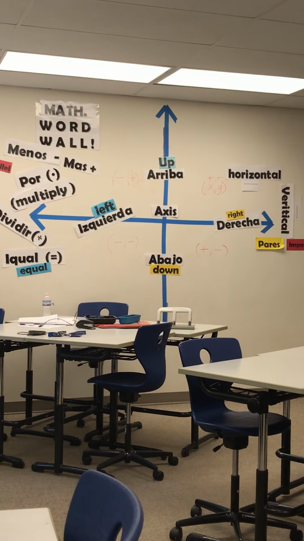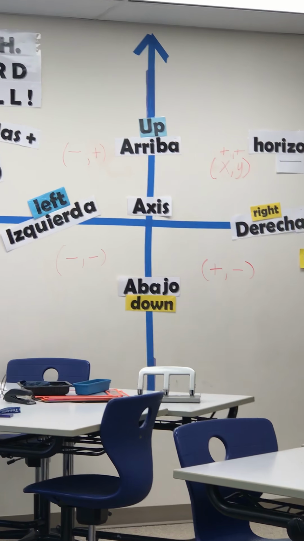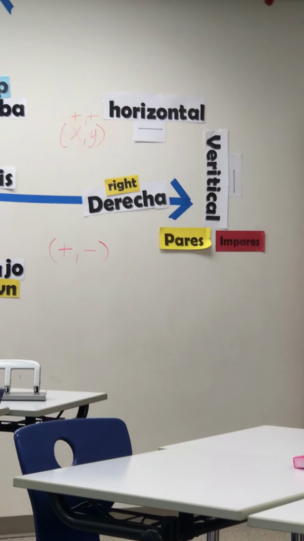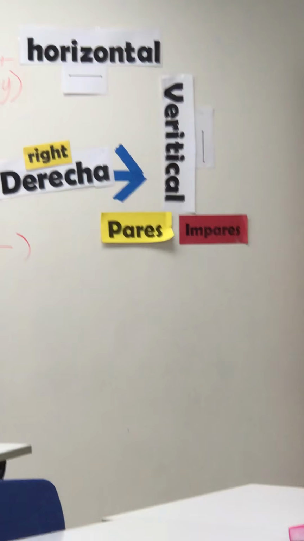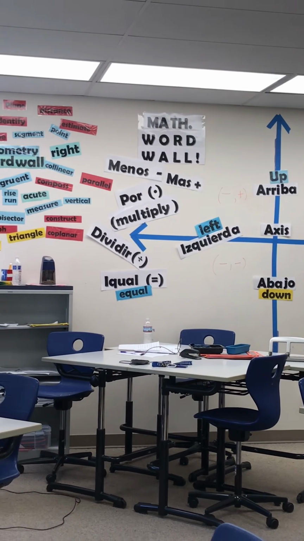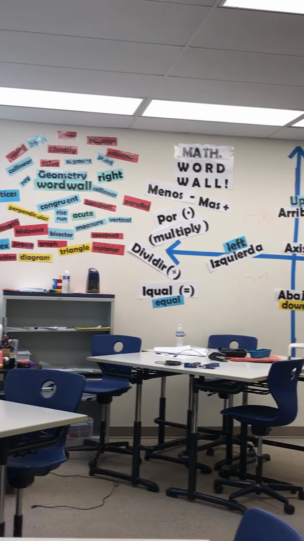And look at your wall. Oh yeah, and I always use my word wall over there that has the axes and has the English and the Spanish and has the pluses and the minuses. And when I teach graphing, I always teach it as derecha arriba, so they know they're going left and up or right and up.